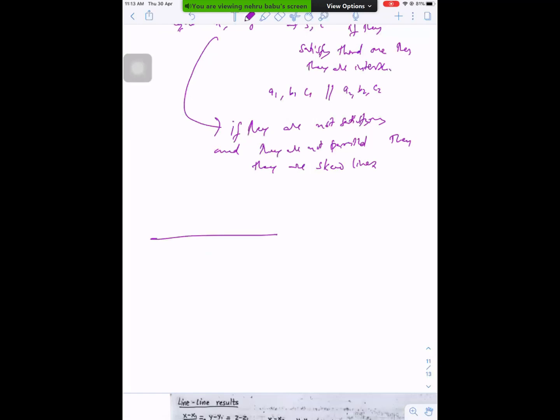Okay, if they give one line and one point, (x - x1)/a = (y - y1)/b = (z - z1)/c, and this is some point alpha, beta, gamma, then how to find the distance from this point to this line? What is the idea? If they give a line equation and a point, how to find the distance between them?